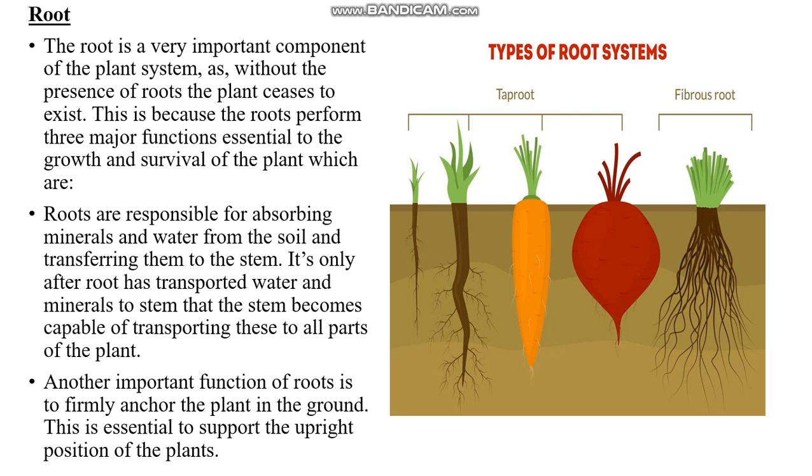When you go to higher classes, we will study the different types of roots. The roots are responsible for absorbing minerals and water from the soil. It is only after the root has transported water and minerals to the stem that the stem becomes capable of transporting them to all parts of the plant. There are two major types of root system: taproot and fibrous root system. The roots also perform the function of storing important nutrients and food for growth.